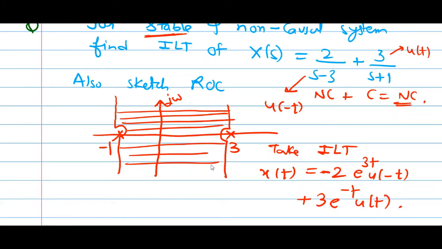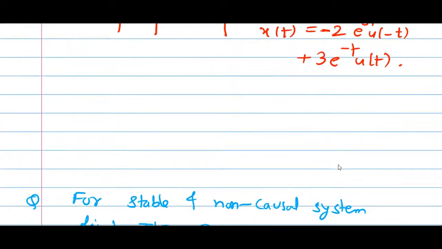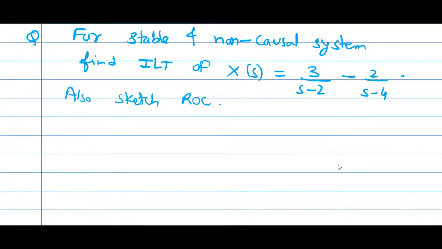First you locate the poles, sketch the ROC according to the condition, and then get the inverse. One more question. For a stable and non-causal system, find the inverse Laplace transform of X(s) = 3/(s-2) - 4/(s-4). So what are the pole locations? One pole is at s minus 2 equals 0, that means one pole is at 2.